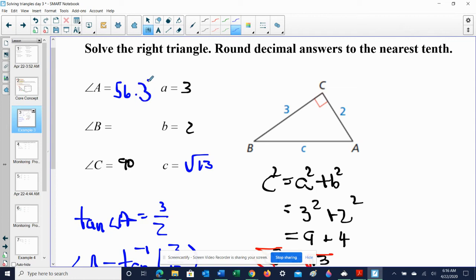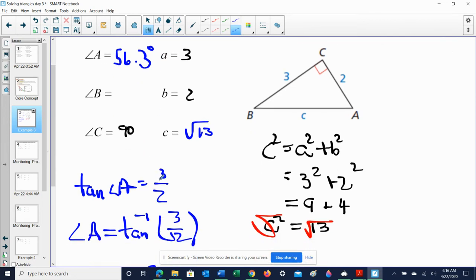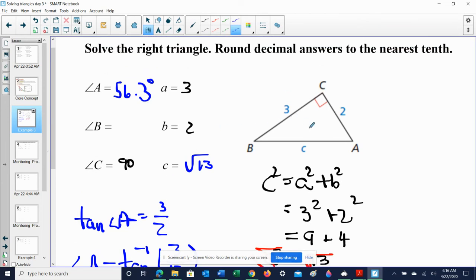.3 degrees. So now that I know that, how do I get angle B? Do I have to go through this whole process again with a tangent or a sine or a cosine? I do not. The two acute angles in any right triangle, these two angles, there's our right angle, these two angles, always equal 90 degrees.